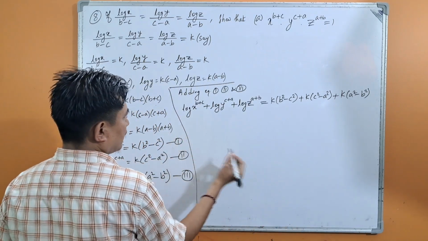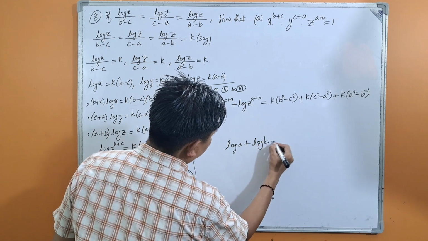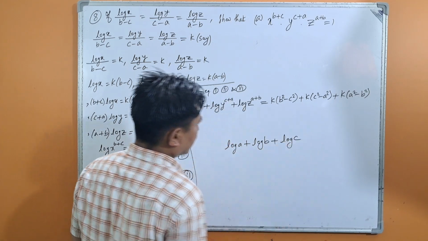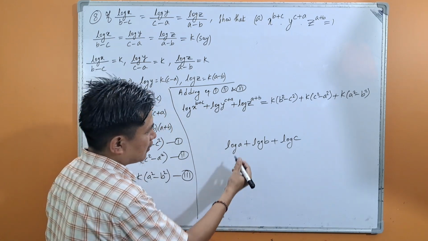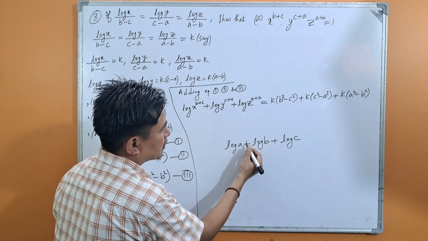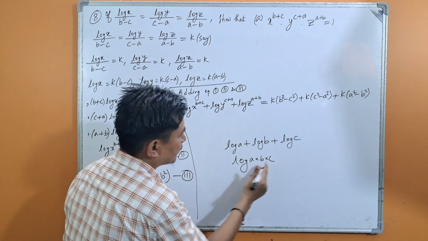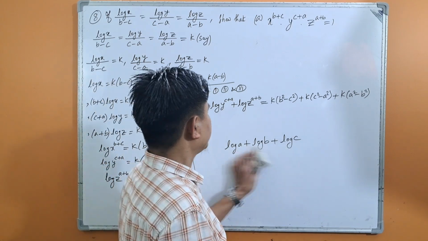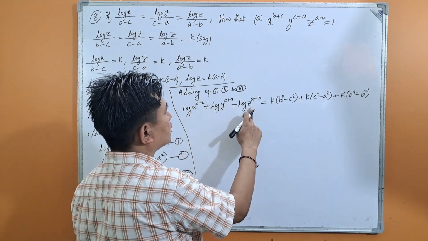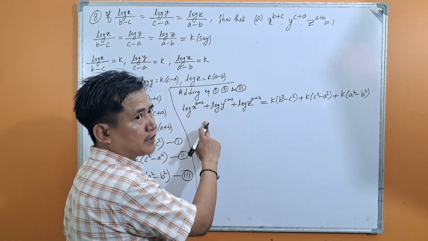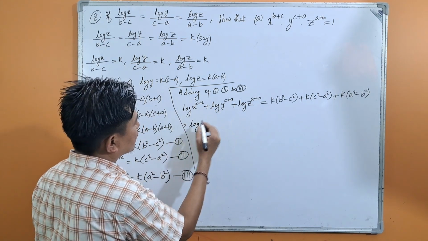Now if we have log a plus log b plus log c, and the bases are not given, we must assume the bases are the same. If the bases are equal and there is a plus sign in between logarithms, we write log of a into b into c, which is abc, isn't it? So we do the same thing here: log x to the power b plus c, plus log y to the power c plus a, plus log z to the power a plus b. Bases are not given, so we assume they are equal, and we can add these logarithms in this way.